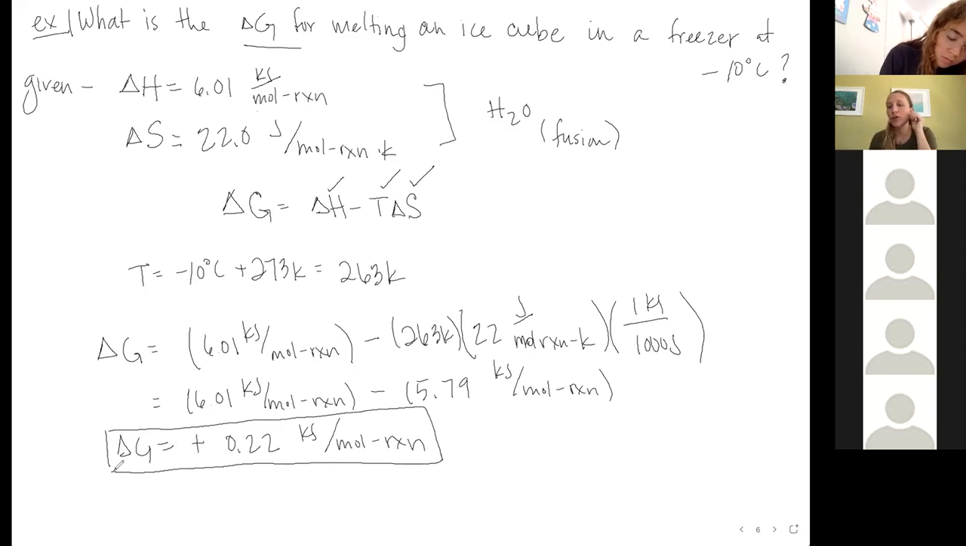No, Emma, you could have converted to joules. You could have done that. As long as the units are matching, it doesn't really matter. Unless I ask for a specific unit, you could have gone either way. So this is endergonic, because it is positive, which means it is a non-spontaneous reaction. Does that make sense? Could you have guessed that?